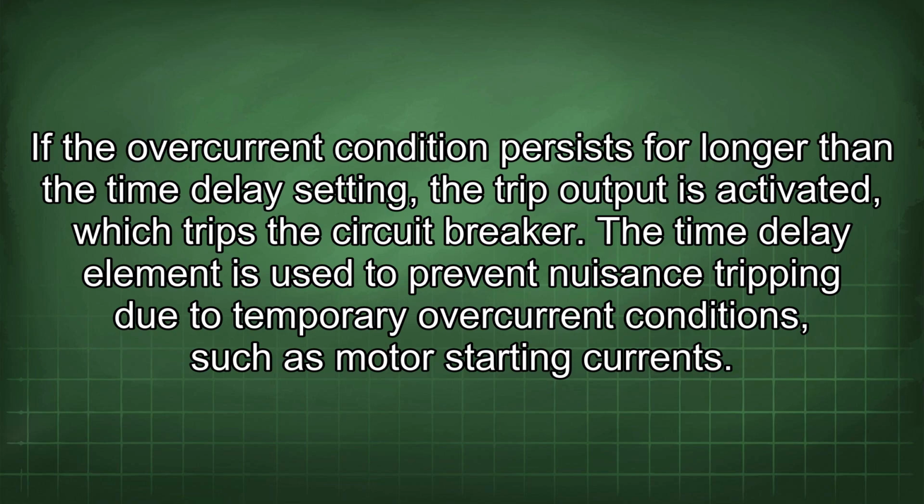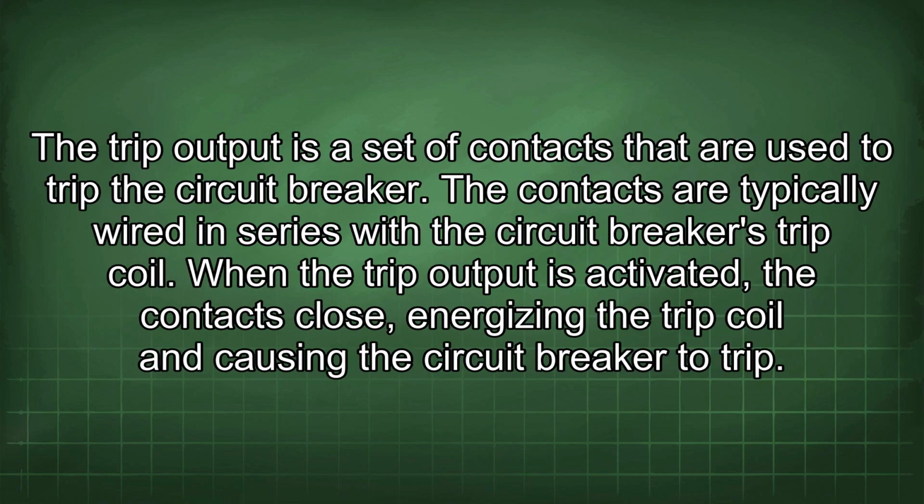circuit breaker. The time delay element is used to prevent nuisance tripping due to temporary overcurrent conditions such as motor starting currents. The trip output is a set of contacts that are used to trip the circuit breaker. The contacts are typically wired in series with the circuit breaker's trip coil. When the trip output is activated, the contacts close, energizing the trip coil and causing the circuit breaker to trip.